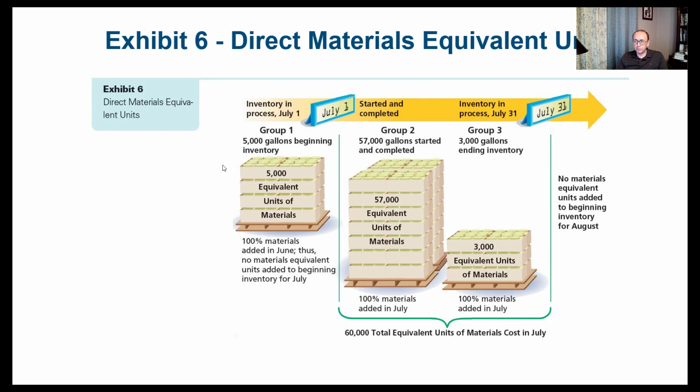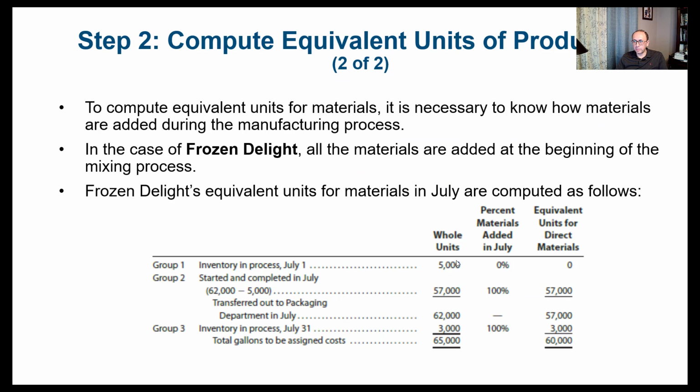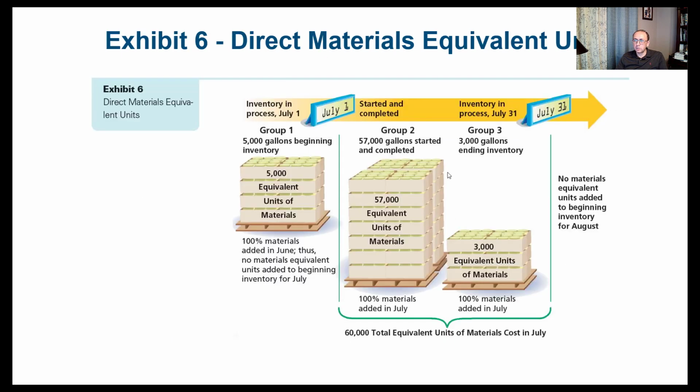So here we have group number 1. We have the 5,000 units. It's 100% material added in June, but in our calculation of the equivalent units, these were not included. But for the whole units, it would be part of the whole units. So for the units that were started and completed, we have 57,000 gallons. So we have 100% material, and that's 57,000 equivalent units of material.